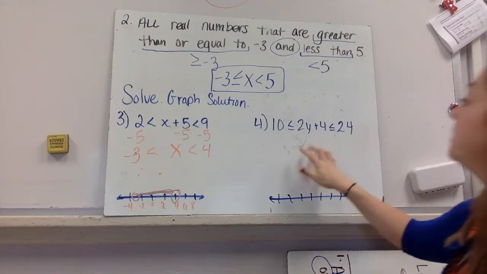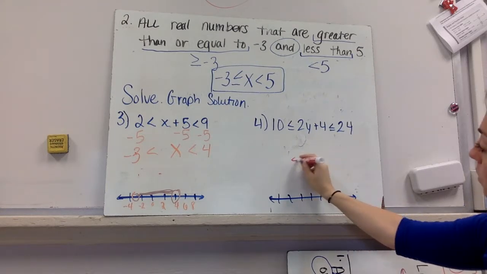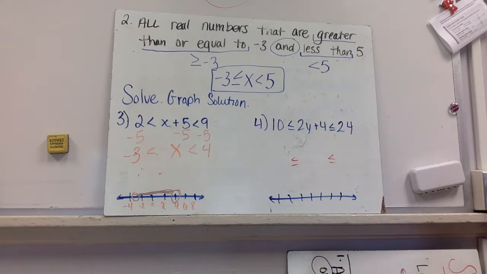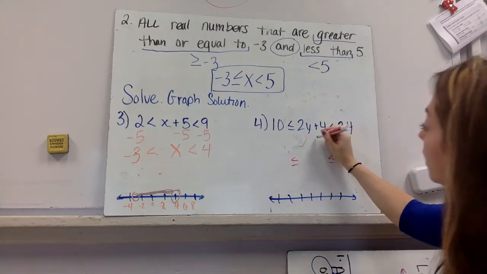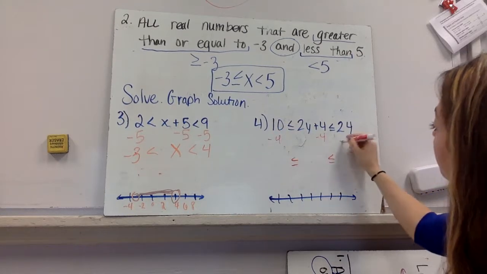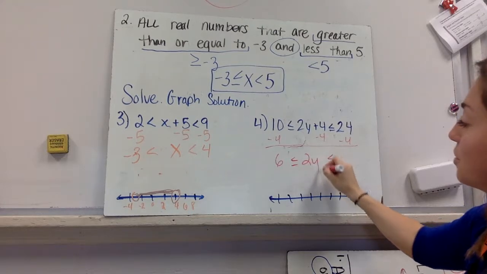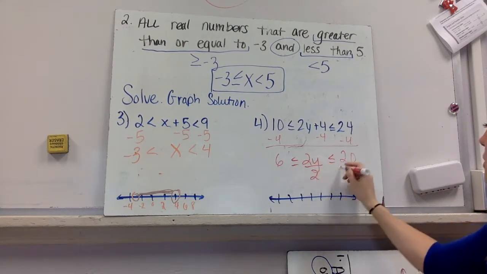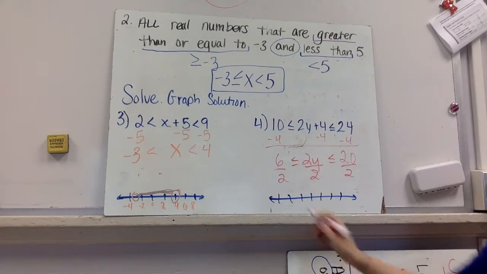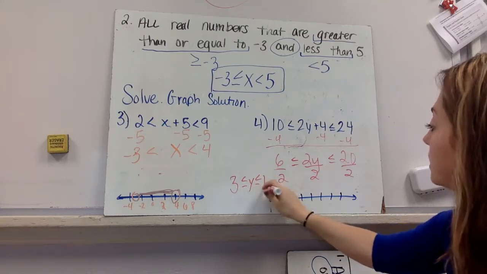All right, for this one, again, I've got this and scenario where it's all combined. So I'm not going to make those disappear. They're both going to stay. But now I have 2 steps that I have to do to y to get it alone. I subtract 4 from all, and I get 6 is less than or equal to 2y is less than or equal to 20. I divide by 2, and I get 3 is less than or equal to y is less than or equal to 10.